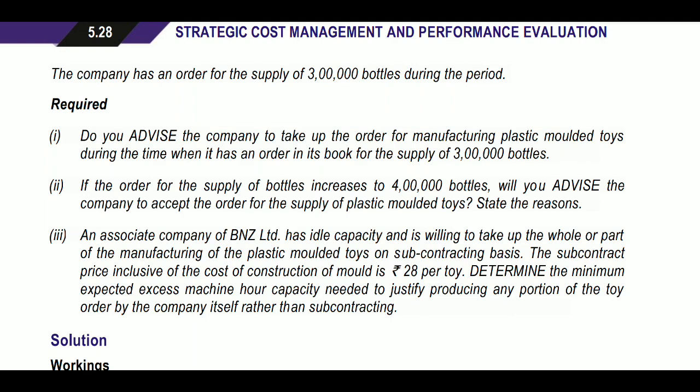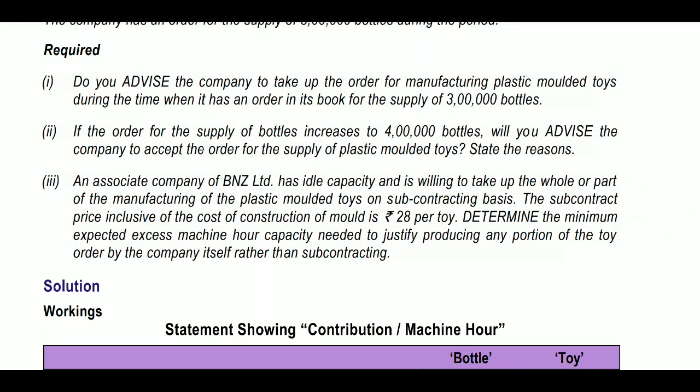Next, an associate company of B and Z Limited has idle capacity and is willing to take up the whole or part of the manufacturing of the plastic molded ties on a subcontract basis. The subcontract price inclusive of the cost of construction of molds is 28 rupees per tie. So this is to take up ties only. Determine the minimum expected excess machine hours capacity needed to justify producing any portion of the ties ordered by the company itself rather than subcontracting.